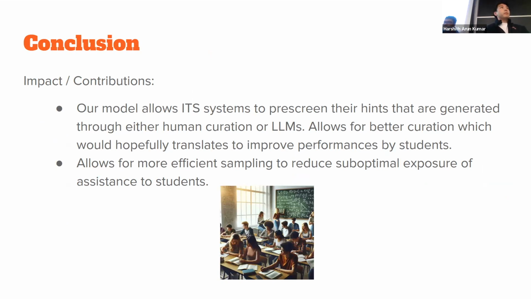Most of the past studies on this have been a data-driven approach, in the sense that you have to do an A/B comparison. Like what if you're having a new hint or a new assistance, right? You would have to essentially plug this into your system, see how it does with the students, and see if it's a viable candidate. So this allows us to efficiently sample and reduce the suboptimal exposure of assistances to students as well.